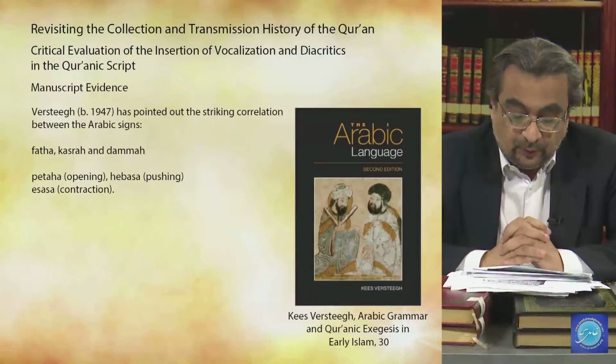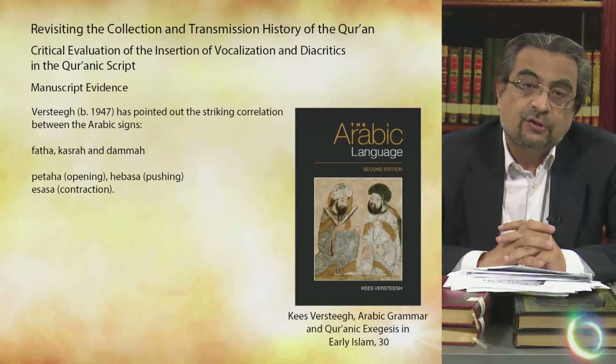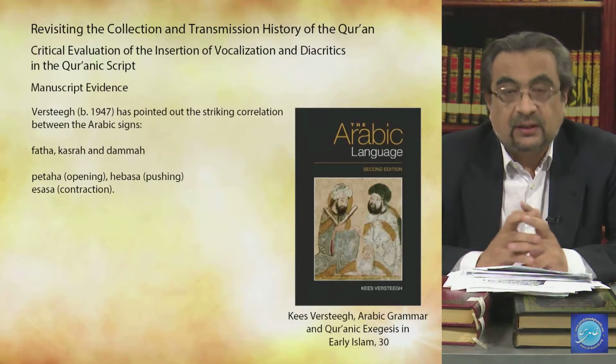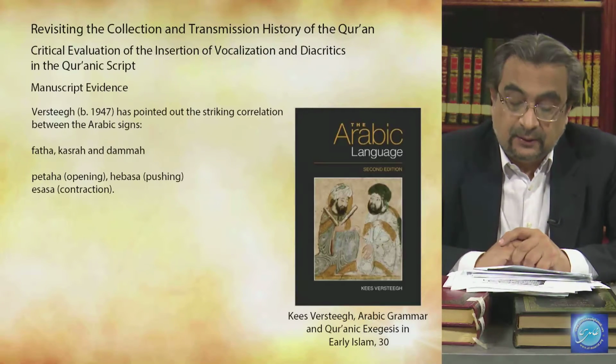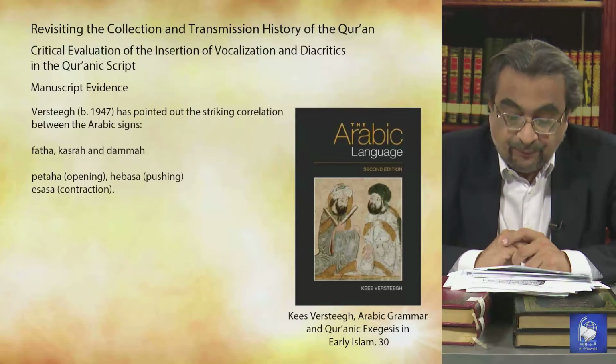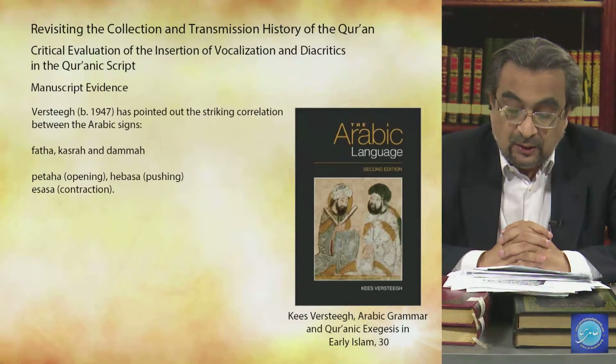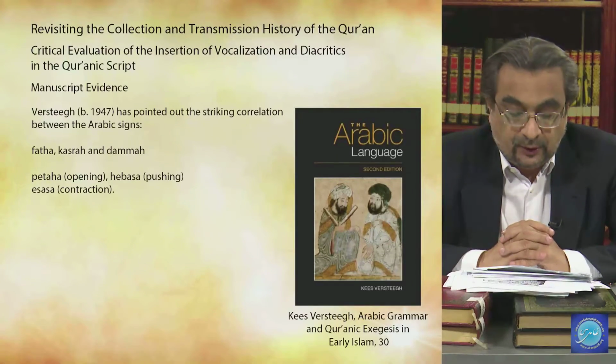Now, Versteeg, in his book Arabic Grammar and Quranic Exegesis in Early Islam, has also pointed out that there is a striking correlation between the Arabic signs of fatha, kasra and damma with the Syriac signs of pitaha, which means opening, hbasa, which means pushing, and ishasa, which means contraction. So in all probability, the Syriac signs were also represented by sublinear and supralinear dots. And this is also evident from the representation of two other closely related terms, zqafa, which means the raising of the tongue, and rbasa, which means the lowering of the tongue, and they are represented by a supralinear dot and a sublinear dot, respectively.